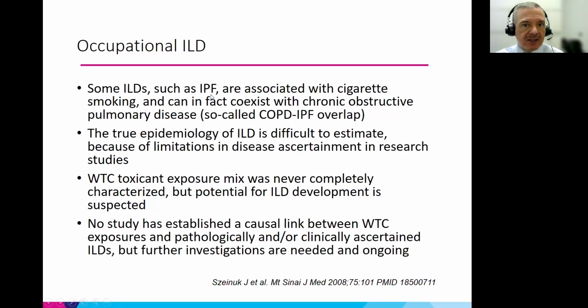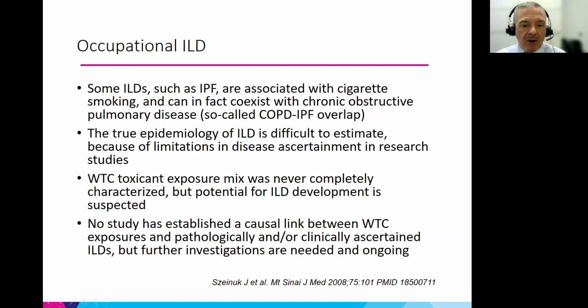Some ILDs, such as IPF, are associated with cigarette smoking. DIP is another one. Respiratory bronchiolitis ILD is another one. And in fact, they can sometimes coexist with chronic obstructive pulmonary disease, creating, for example, what you will see in the literature as a COPD-IPF overlap. The true epidemiology of ILDs is actually difficult to estimate because of limitations in disease ascertainment in many research studies.